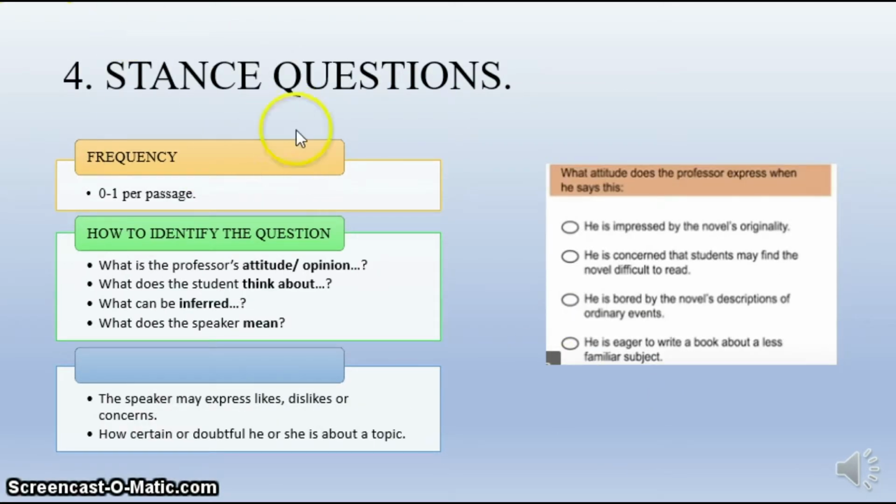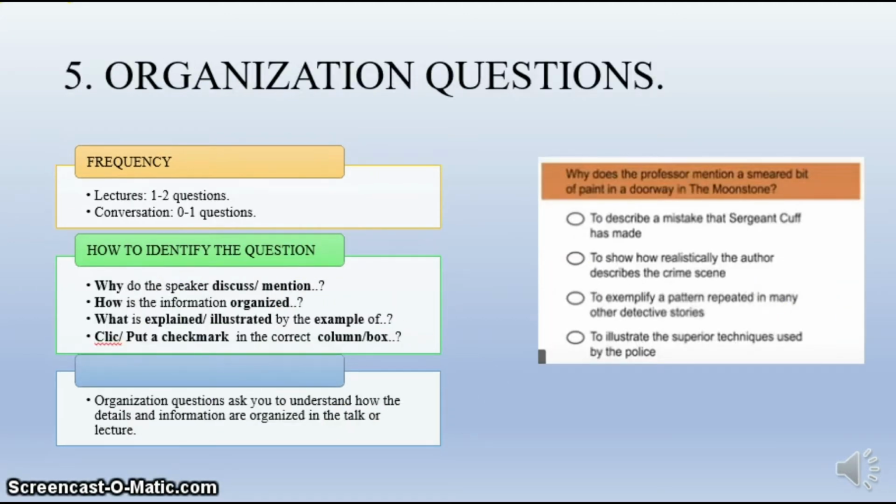The stance question. You will find it from 0 to 1 per passage, and the speaker may express likes, dislikes, or concerns, and how certain or doubtful he or she is about the topic. And the keywords are attitude, opinion, think about, inferred, and mean. You can see the example here.